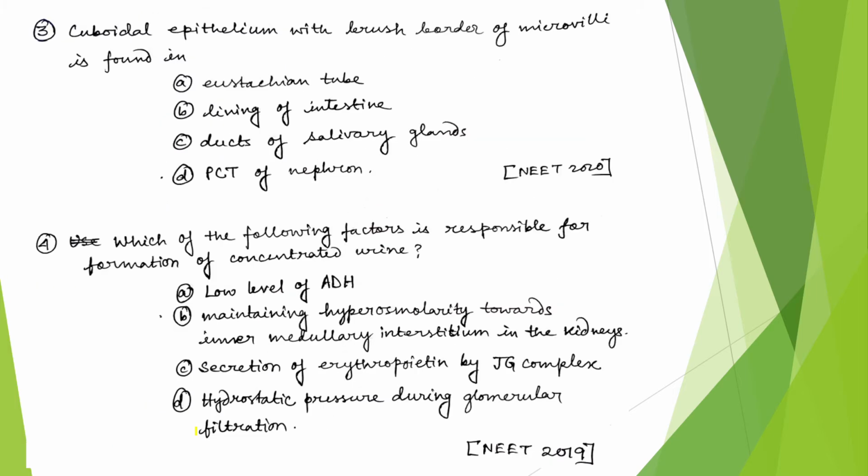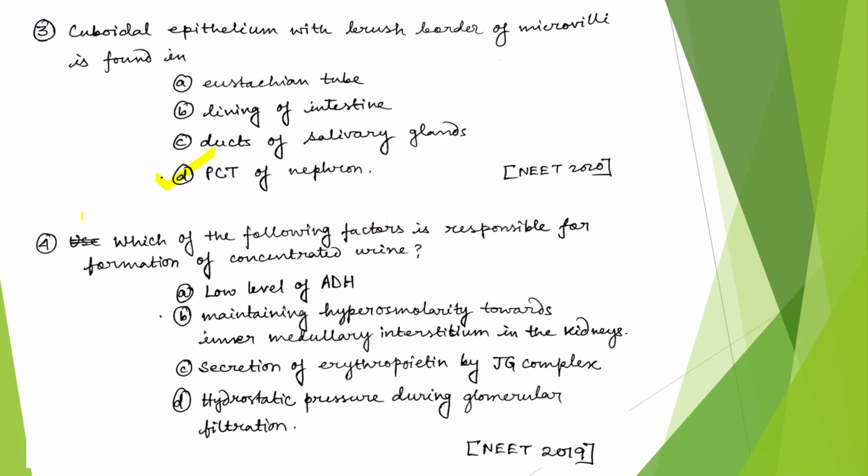Next, coming to the third question, cuboidal epithelium with brush border of microvilli is found in. The correct answer would be PCT of nephron. PCT, the proximal convoluted tubule, is made up of cuboidal epithelial cells which have brush borders.